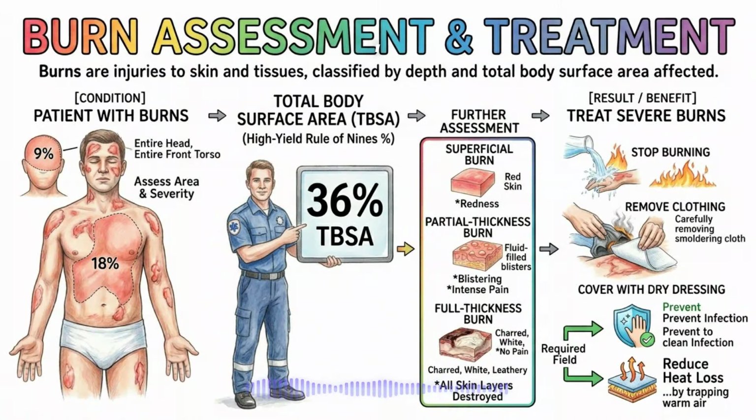To calculate the size of a burn, you will use the rule of nines, which assigns percentages to different body parts, such as 9% for the entire head and 18% for the entire front of the torso. You must treat severe burns by stopping the burning process, removing smoldering clothing, and covering the area with dry, sterile dressings to prevent infection and heat loss.